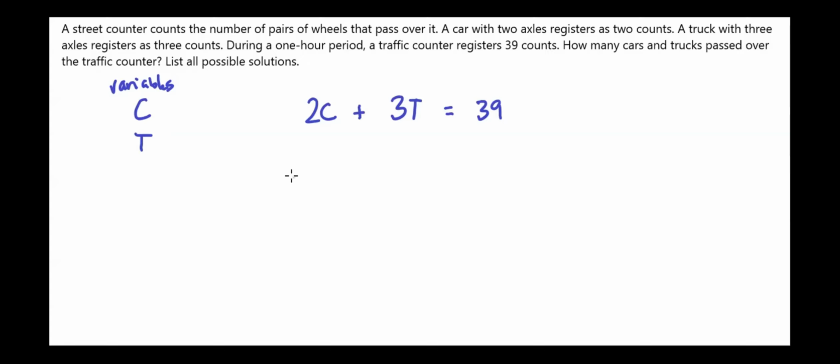What I would like to do is solve this equation for one of the variables. It's going to make it a little easier for me to figure out the possible solutions. So let's solve for T. To solve for T, the first thing I'm going to do is subtract 2C from both sides of the equation. On the left, 2C minus 2C just cancels, so I just have 3T. On the right, I have 39 minus 2C.